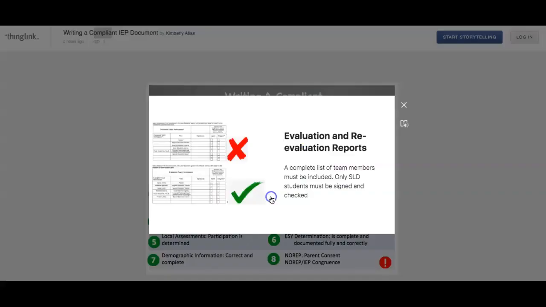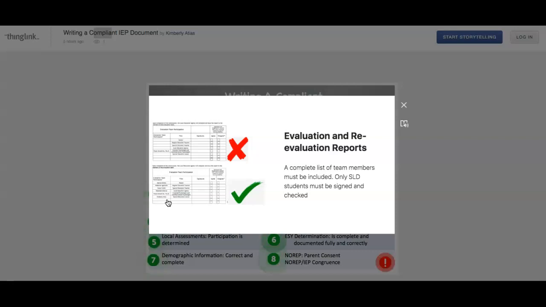The second section refers to reevaluations and evaluation reports. If you look at the sample, it shows 2 different participant lists. The first one is without a list of participants and only their titles. The second lists the actual participants. The state wants to see that we are listing the actual participants. Please make sure that all those names are filled in.